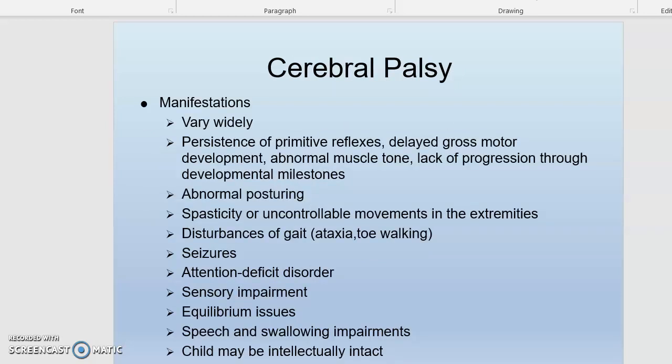Manifestations, there's a whole bunch listed here, but the first one says it all. They vary widely. So the manifestations of cerebral palsy can vary widely from patient to patient.